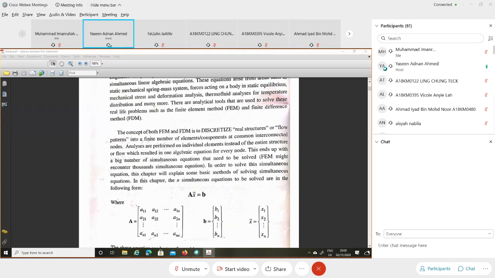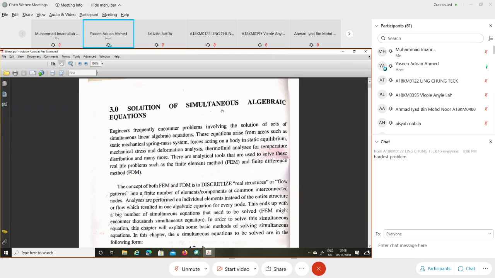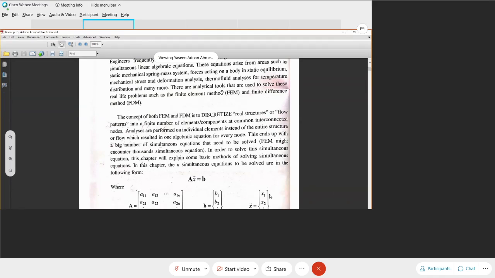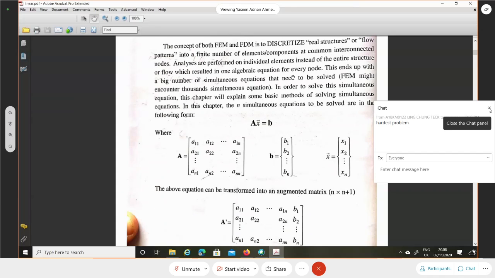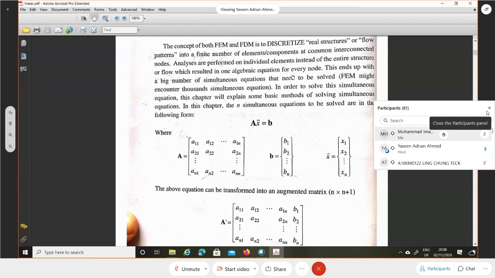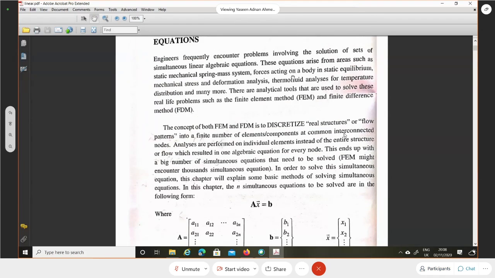This one is to solve the problems with system of linear equations. Okay, so if you see my videos, I already explained that we have two different methods. One is elimination method, and another one is iteration method. We have two different types of strategies to solve system of linear equations.